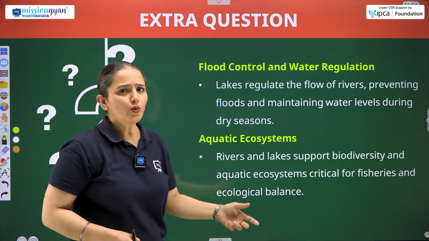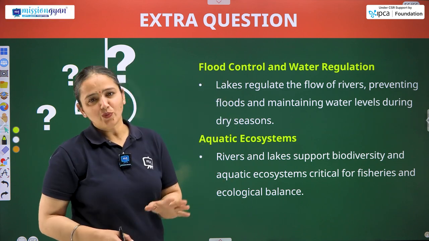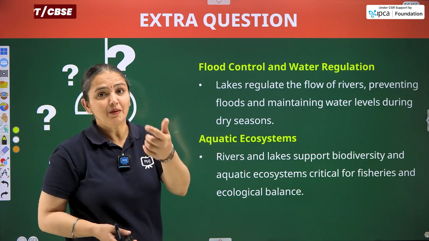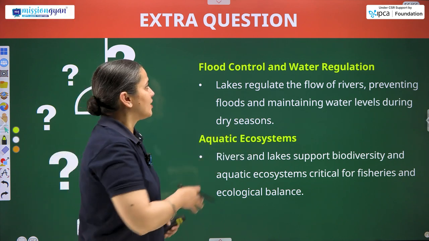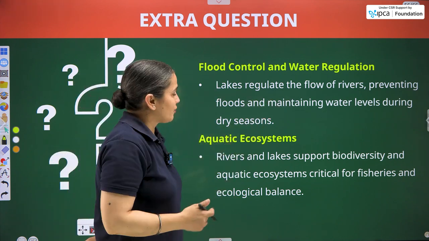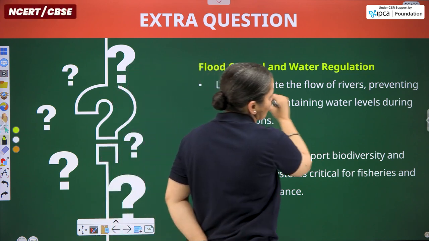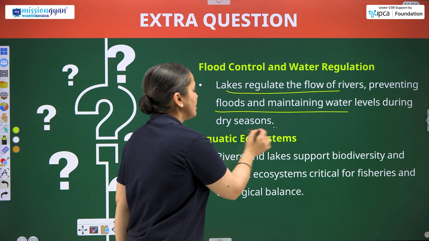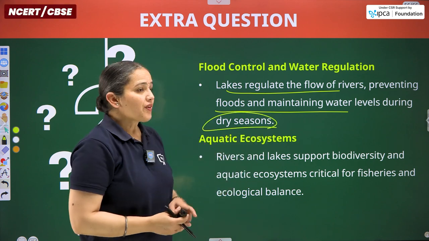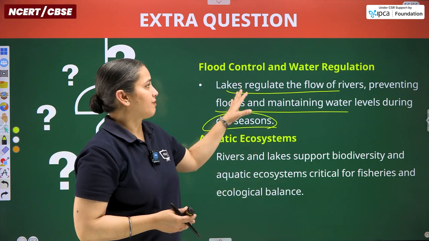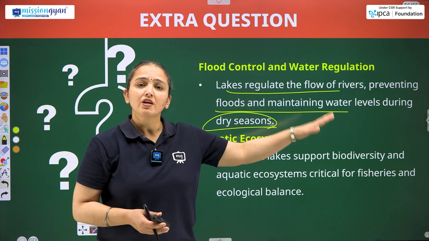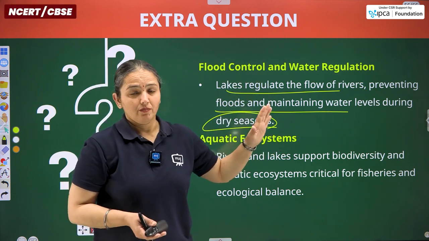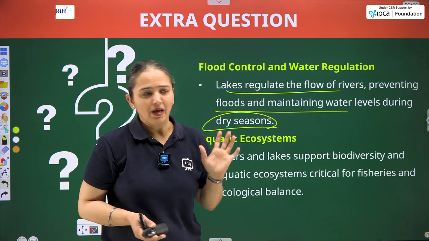Talking about two more, extra points, not asked in the question, but yet it can be asked by your examiner, by your teacher. So here is the answer. Related to flood control and water regulation, lakes regulate the flow of rivers, preventing floods and maintaining water levels through the dry season. During the rainy season, they control floods because extra water is stored in the lakes, and during the dry season they provide water throughout the year, whatever dry span is there.